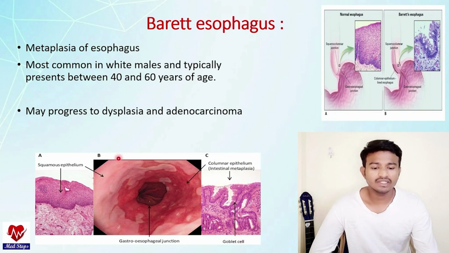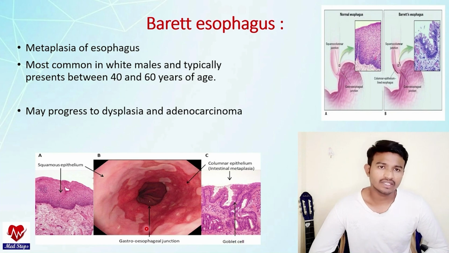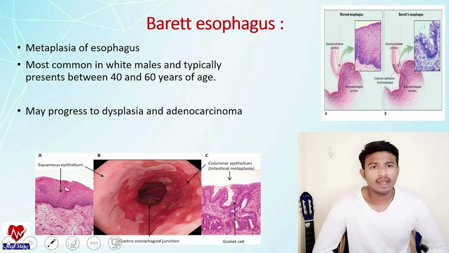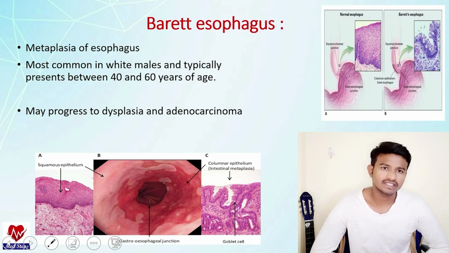If you see this picture, this is the endoscopic view. In this endoscopy, you can see white patches and red patches. The white patches are the esophageal cells. The red patches, we call intestinal cells, meaning columnar cells, right? This is Barrett esophagus. So next we are talking about eosinophilic esophagitis.